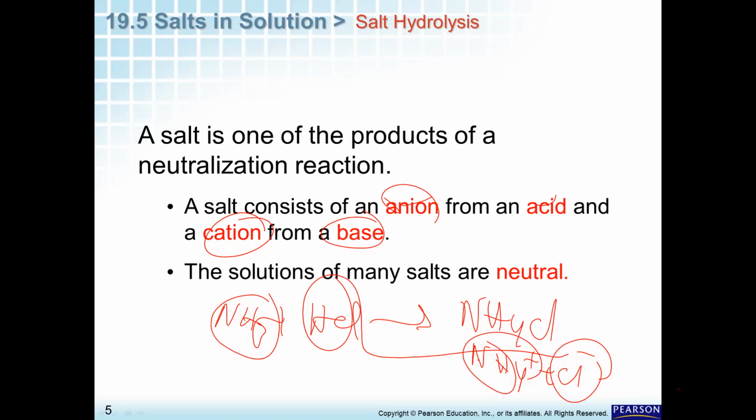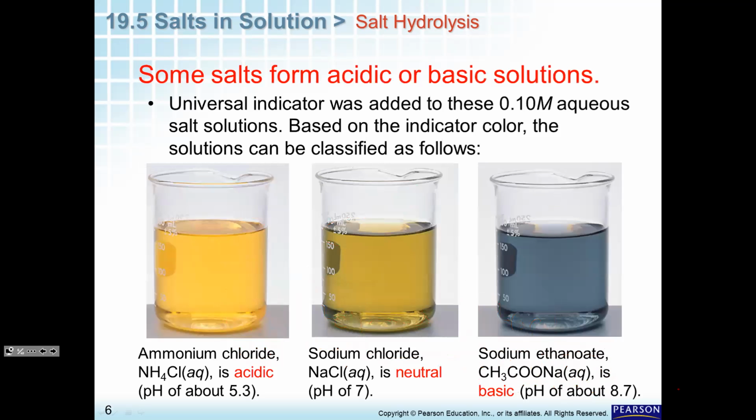When we have a solution of many salts, most of them are neutral. When we have salts like these, most of them are neutral, except when we have something that is made from strong acid and weak base. Now let's take a look at this standard solution. pH is measured using an indicator, and that's why they have different colors.